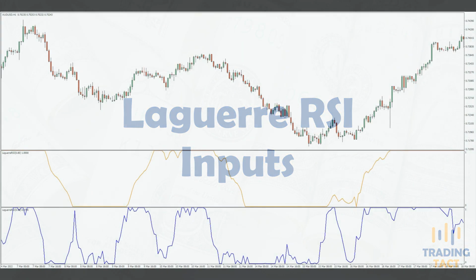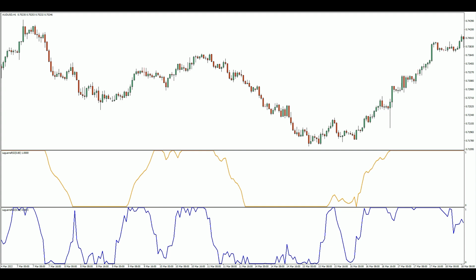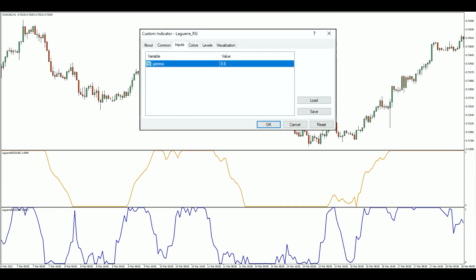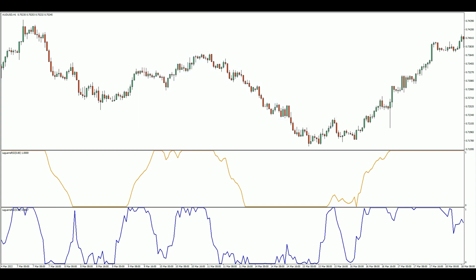There is only one input parameter for the Laguerre RSI, the gamma, which is a damping factor that determines the amount of price smoothing. The larger the gamma, the smoother, but more laggy, the Laguerre RSI becomes. Here is a comparison between a 0.5 and a 0.8 gamma. The 0.5 gamma is way too choppy for my liking, so I will use a gamma of 0.8 for the rest of this video.